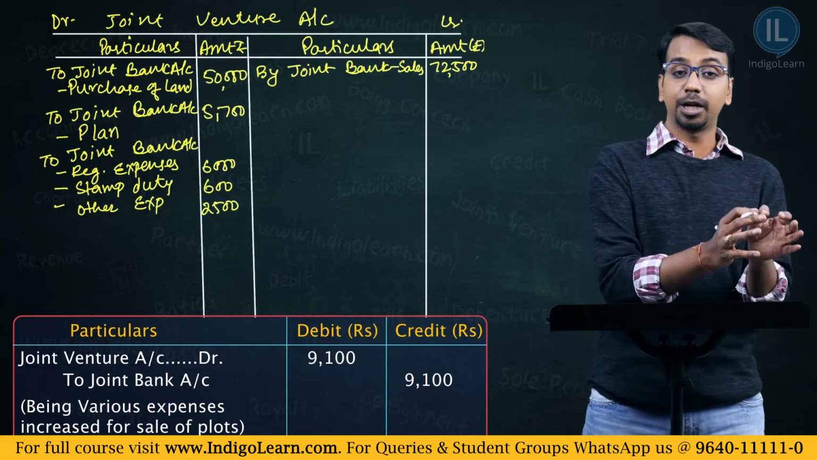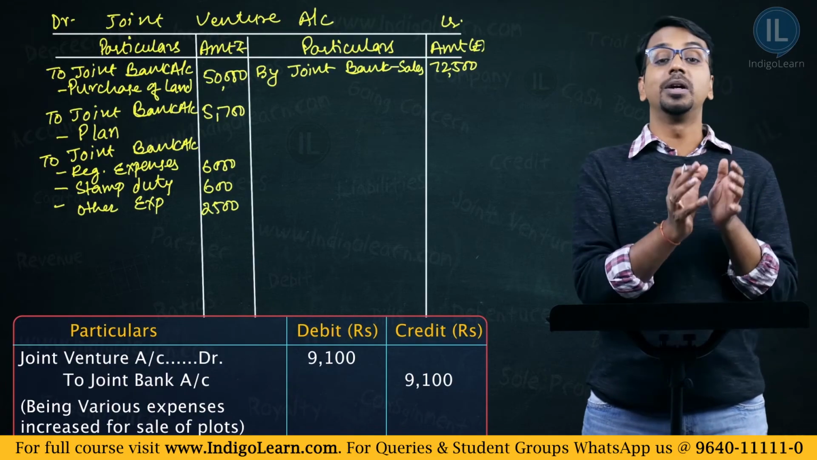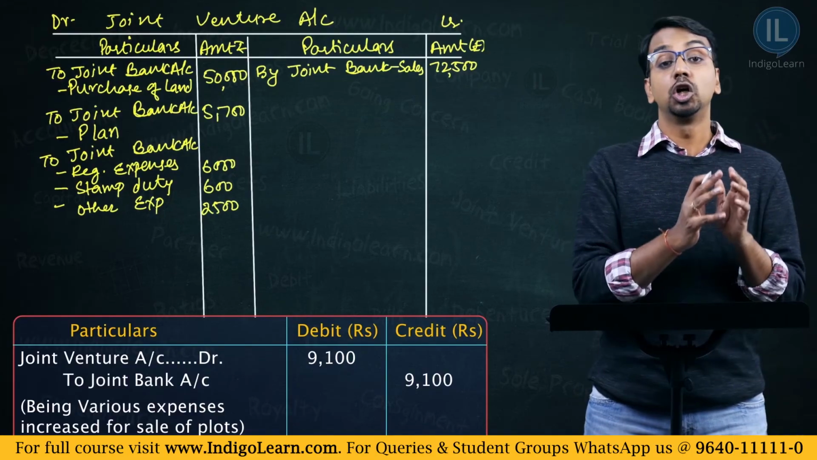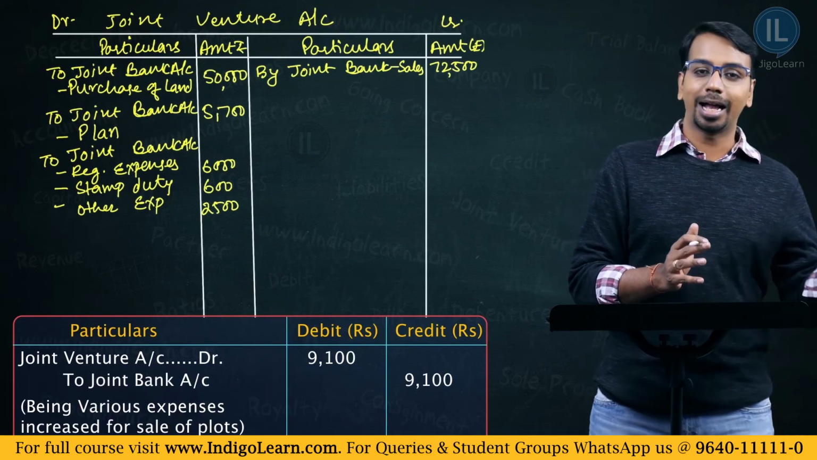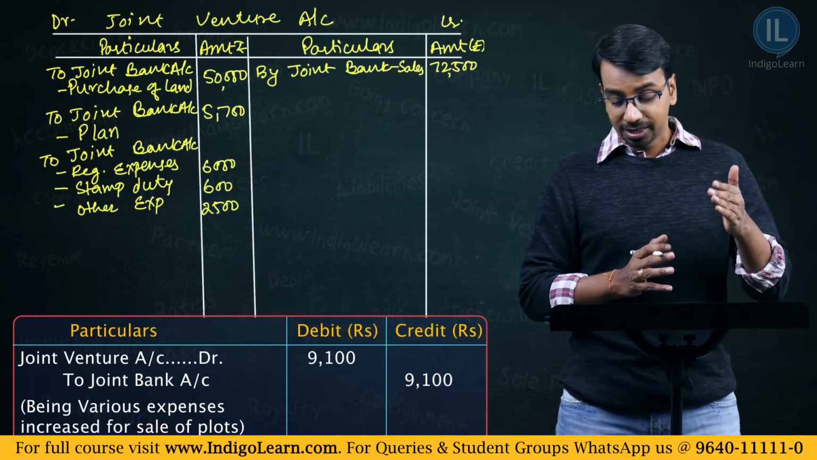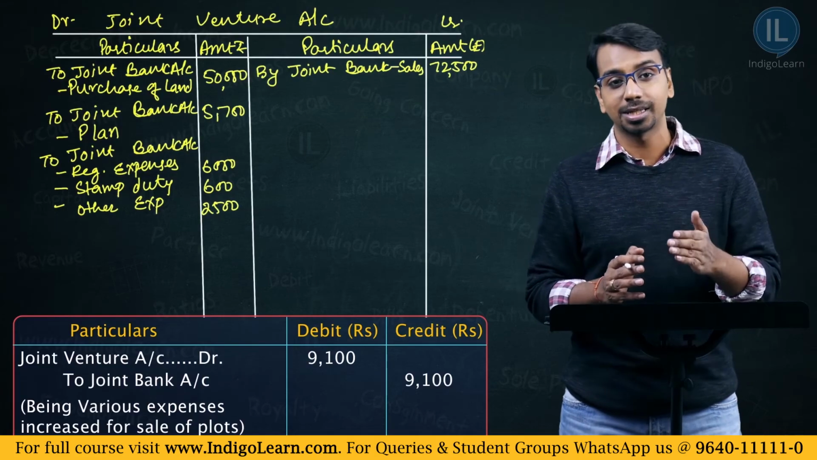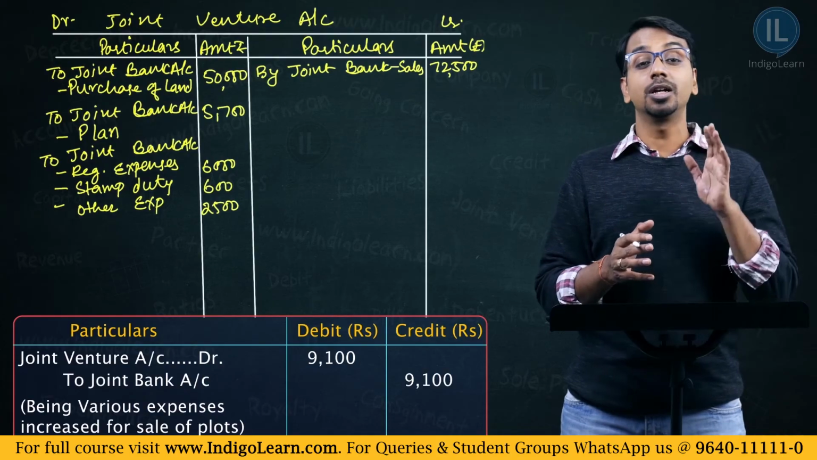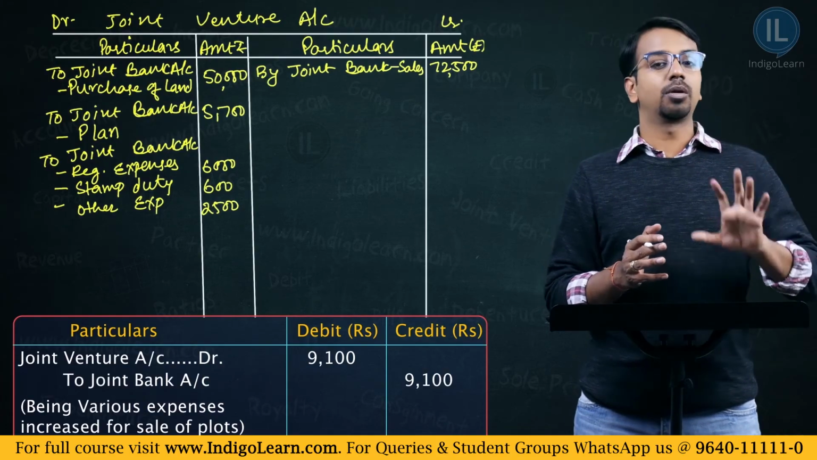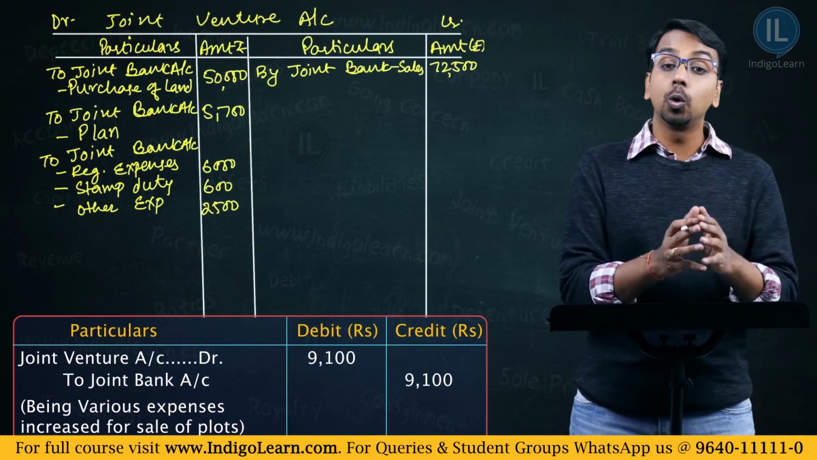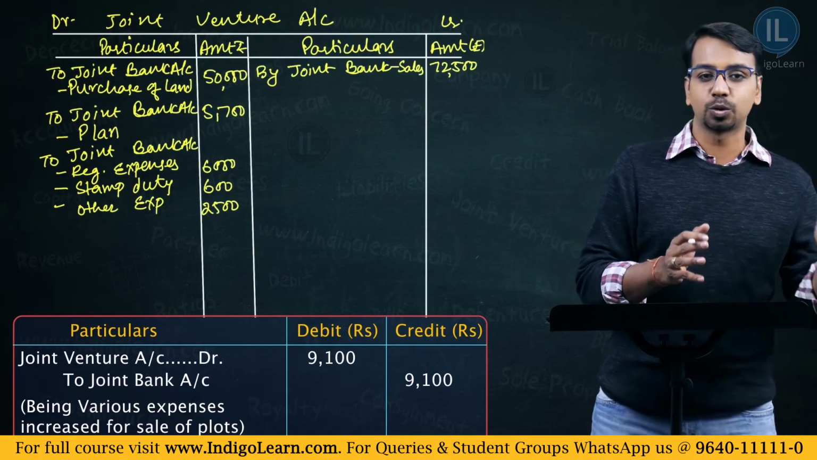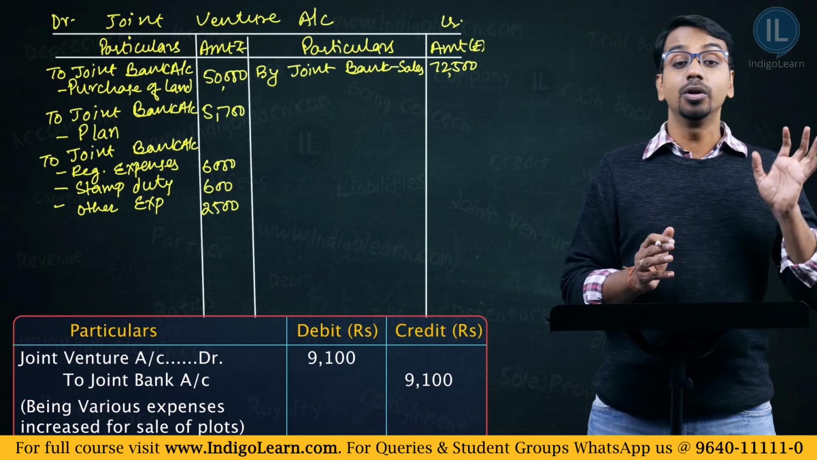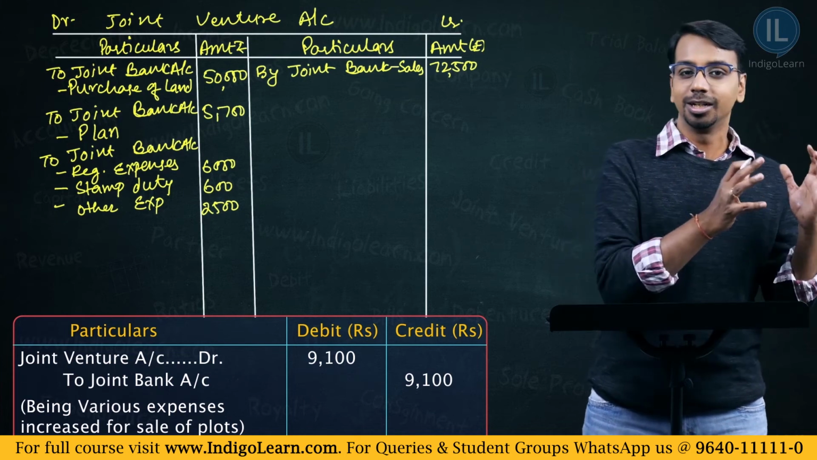Joint venture account debited, because all the expenses you will debit it to the joint venture account. Joint venture account debited to joint bank account. And what is the total of expenditure? 6,000 plus 600, 6,600 plus 2,500, that is 9,100. So joint venture account debited 9,100 to joint bank account 9,100 being various expenses incurred in connection to sale of plot. So that will be the journal entry.